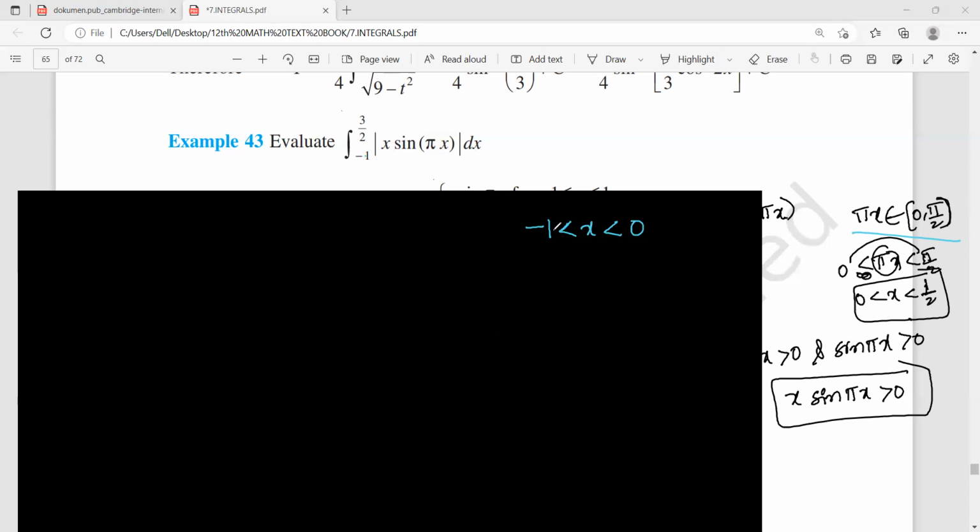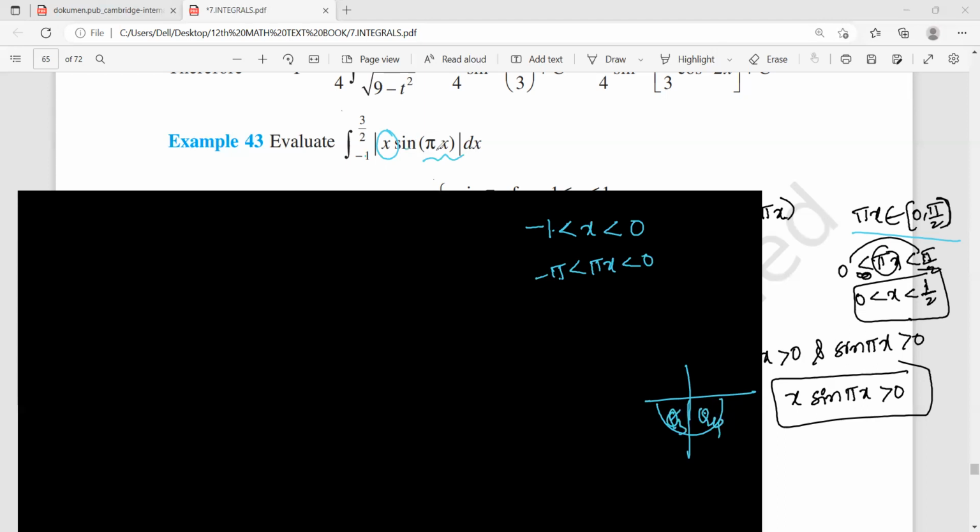No problem. Yes, sir. -1 to 0 you can take. So then what do I want? I want pi x, na? X is negative, x is less than 0. Then what happens to sine pi x? That you have to see. Minus pi less than pi x less than 0. Which quadrant? Minus pi to 0 is here. Third and fourth.